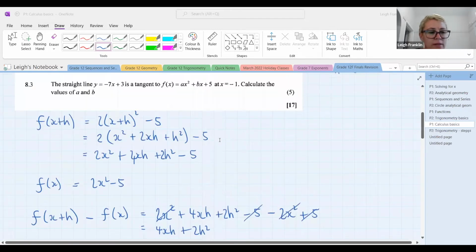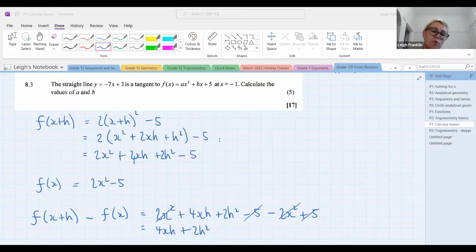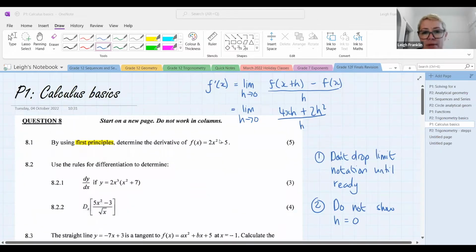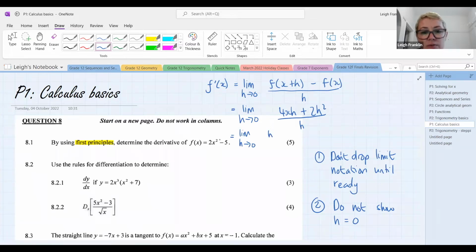Okay, so we understand how we've gone from this point over here where we worked out what f of x plus h was. We've written down what f of x was, and we have found the difference in terms of x and h. And now we go and we sub it in here. The next step, again, we're not going to drop our limit notation because we're not ready to do so, is to factorize out the h.